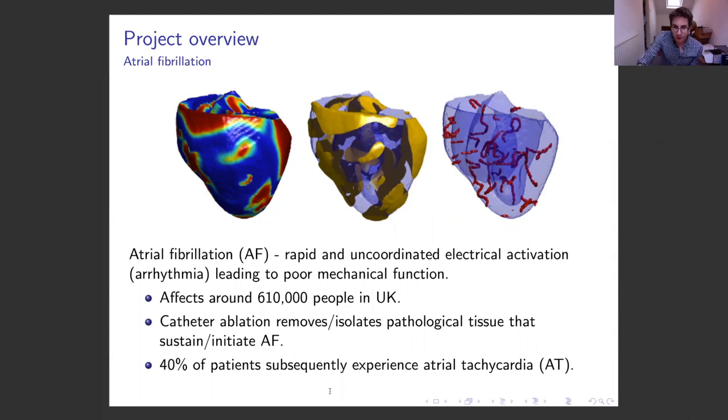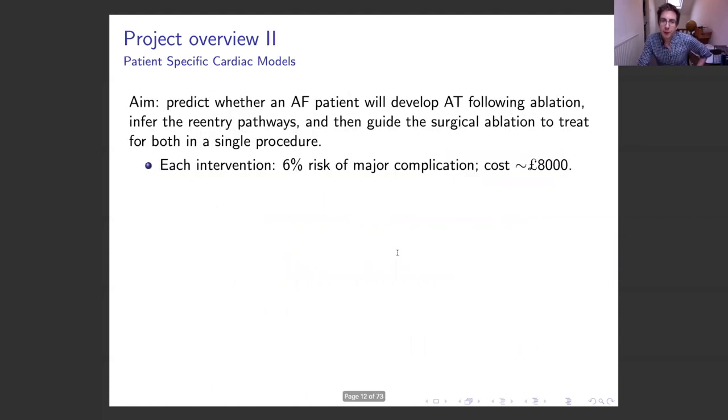Unfortunately, when we do this, about 40% of the patients who are treated for atrial fibrillation go on to have a secondary condition called atrial tachycardia. Fibrillation is uncoordinated beating, tachycardia is fast beating. So what we want to do is, can we predict which of the fibrillation patients will subsequently go on to develop atrial tachycardia after an ablation?